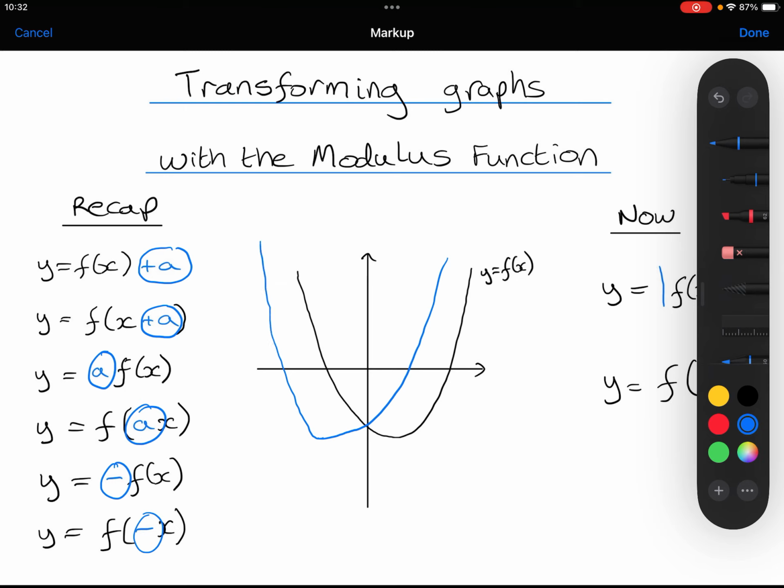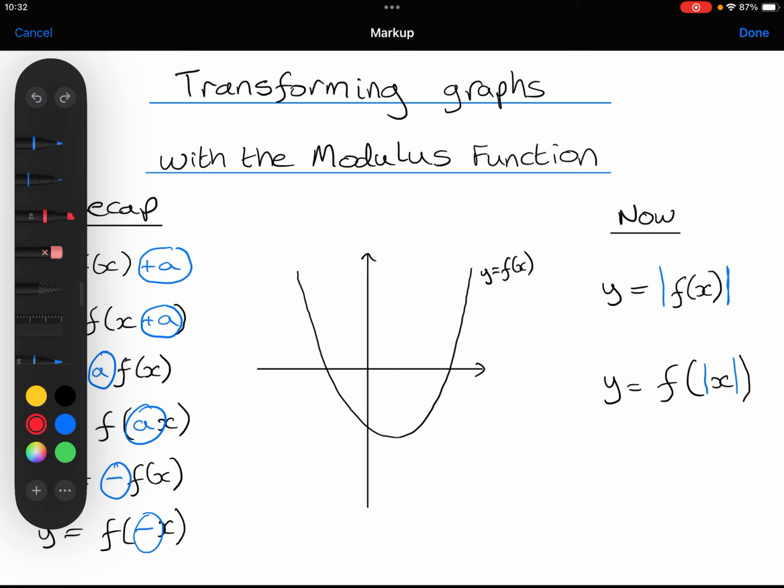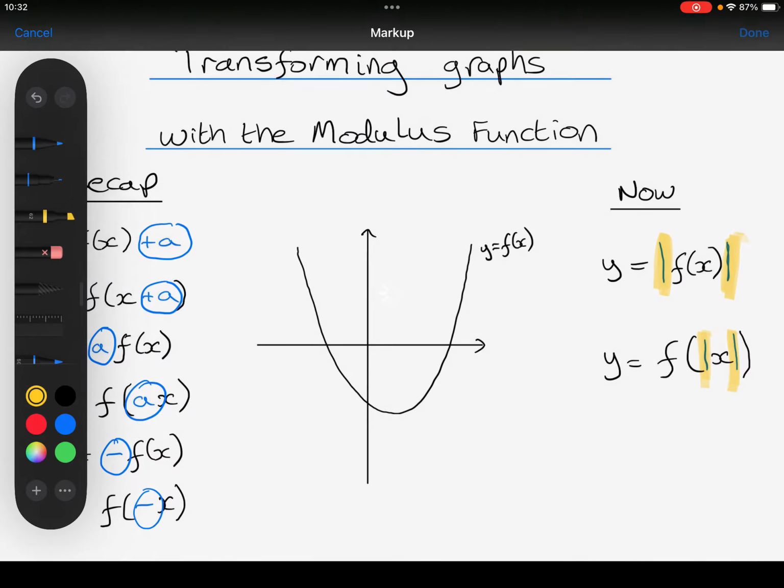So those are all the transformations you should hopefully remember from last year. The two new ones for this video are: what do we do if we have a modulus on the outside of our function? And what do we do if we have the modulus on the inside of the function? So let's have a look at both of those now.